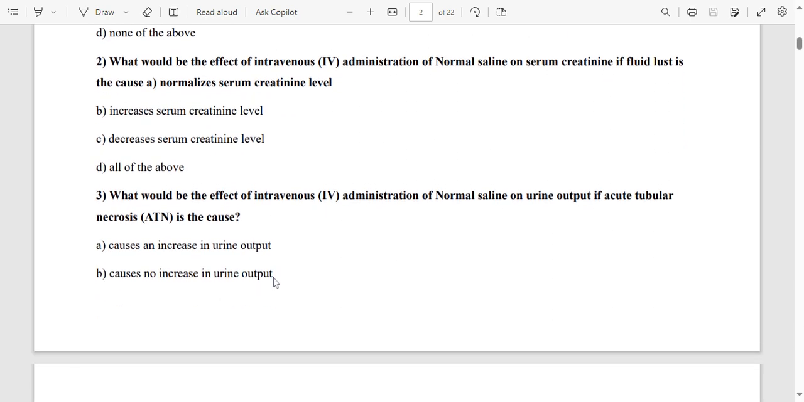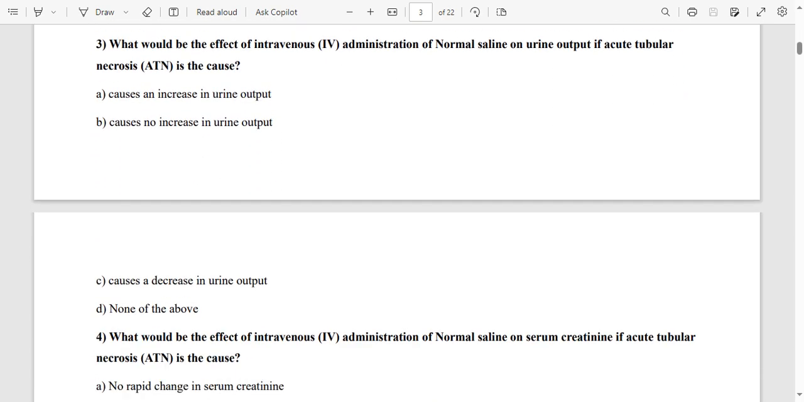Question 3. What would be the effect of intravenous administration of normal saline on urine output if acute tubular necrosis is the cause? Now, in acute tubular necrosis, there is a problem with the tubules in the kidney, meaning that there is a problem with the way the kidney is able to function.